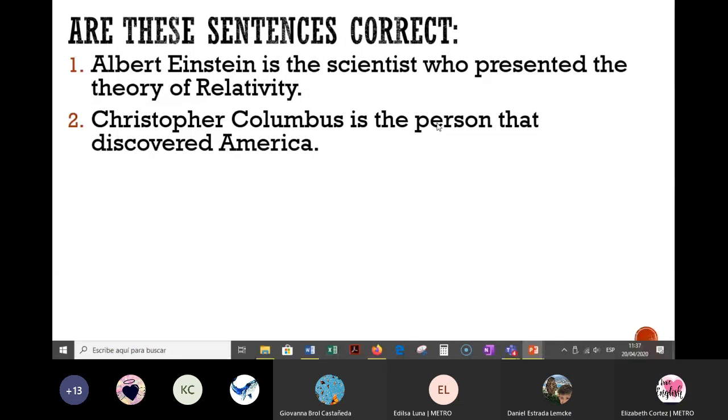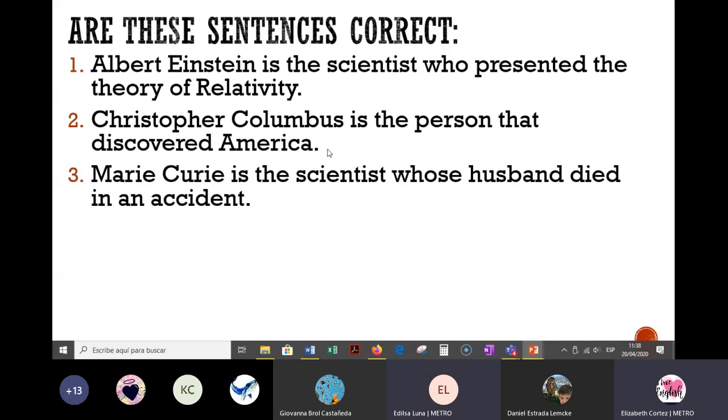The explorer. The explorer or the sailor. Christopher Columbus is the explorer that discovered America. Excellent. All right, who else do we have, Miss Luna?